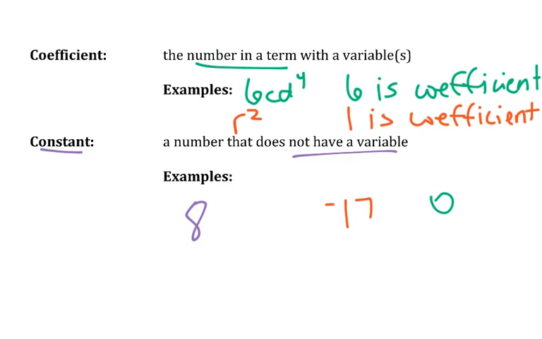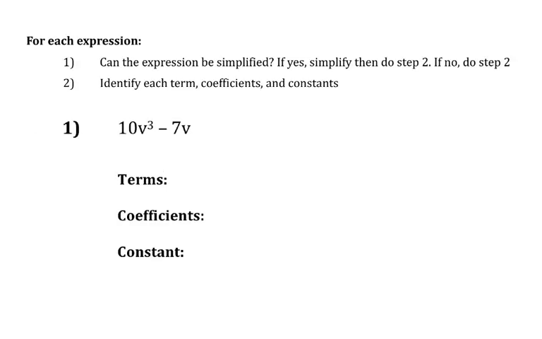So we're going to practice using these words in the next section. It says for each expression, question number 1, can the expression be simplified? So if it can be simplified, then that means that you have to add like terms or subtract like terms or multiply what needs to be multiplied or whatever there is to do. And if it can, then simplify, and then you're going to do step 2. If you can't simplify it, then just do step 2. Step 2 is identify each term, coefficient, and constants.